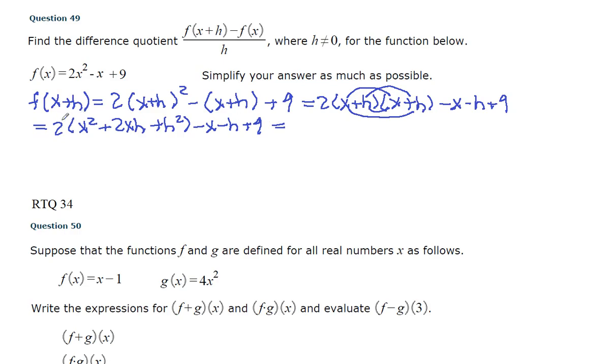So now we need to multiply the 2 in, distribute it in, times each term. So 2 times x squared, 2x squared. 2 times 2xh, 4xh. And then 2 times h squared, 2h squared. Minus x minus h plus 9. And we have combined all our like terms. So now we'll plug it into this equation. So now we're going to form this difference quotient here.